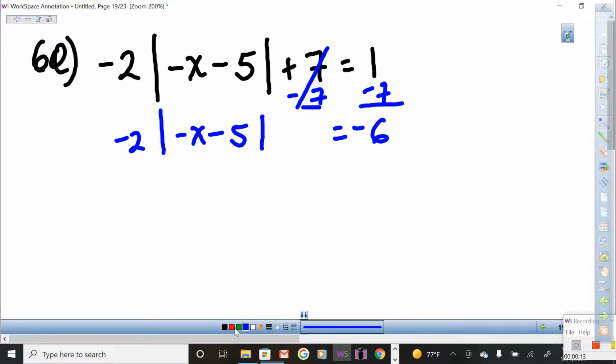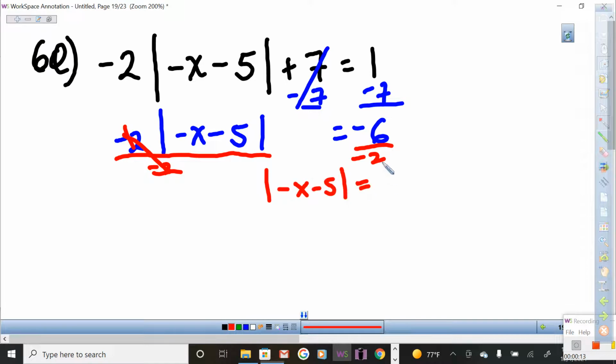How do we get rid of that -2? We divide by -2 both sides. Yes, because it's multiplying. Divide by -2. That leaves us with the absolute value of negative x minus 5 equals -6 divided by -2, that's positive 3. All right? So, do we have the absolute value by itself? Yes. We have a constant on the other side, so at this point we make 2 equations. One for negative and one for a positive.